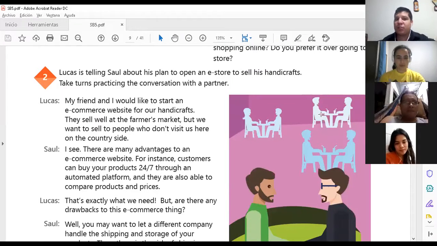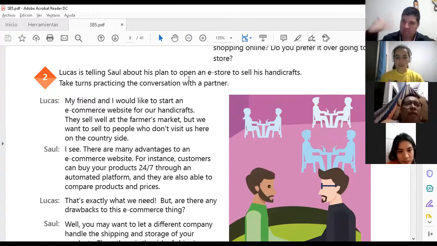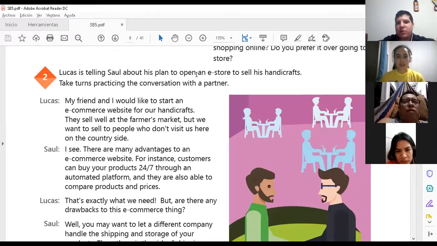Lucas is telling Saul about his plan to open a new store. Lucas is telling Saul about his plan to sell his handicrafts.